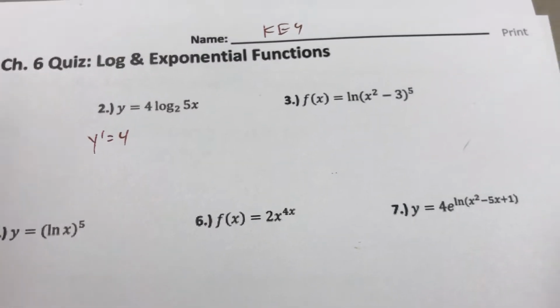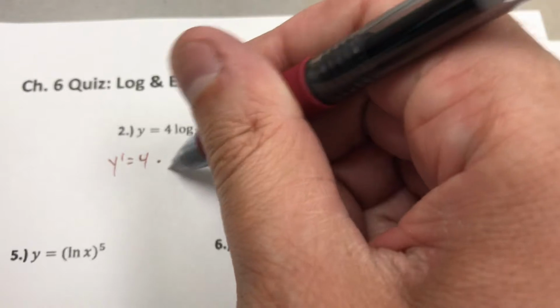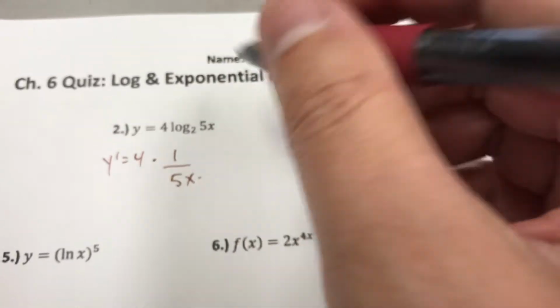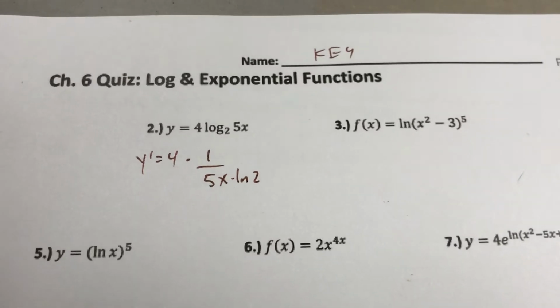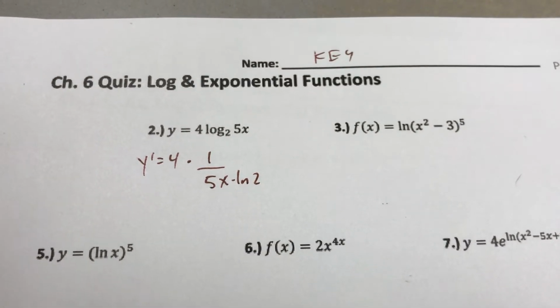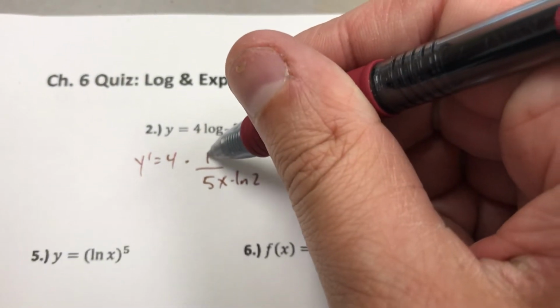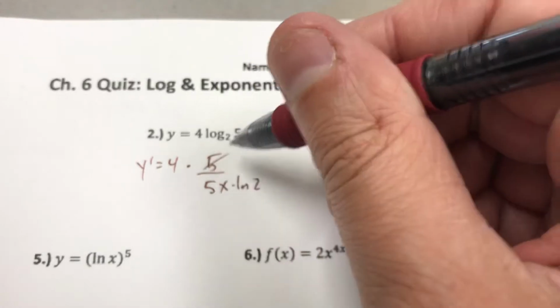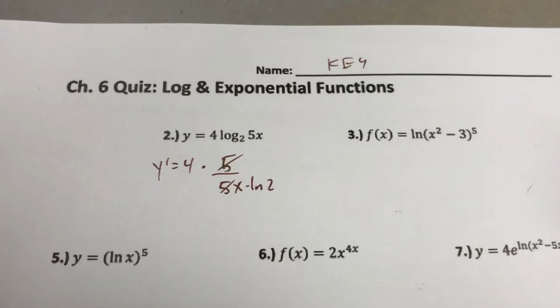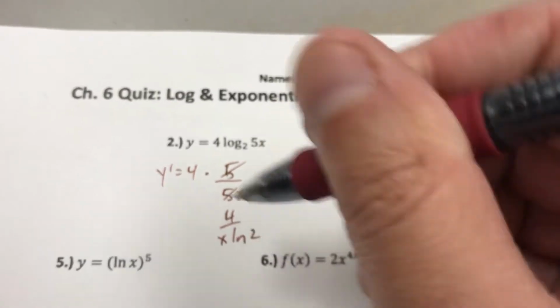So the same kind of thing here. It's going to be 1 over 5x times the ln of 2, but you have to multiply by the derivative of the inside function. Derivative of the inside function is 5. And that's going to give you a 5 in the numerator here, which will end up canceling. And you're going to end up with 4 over x ln of 2.